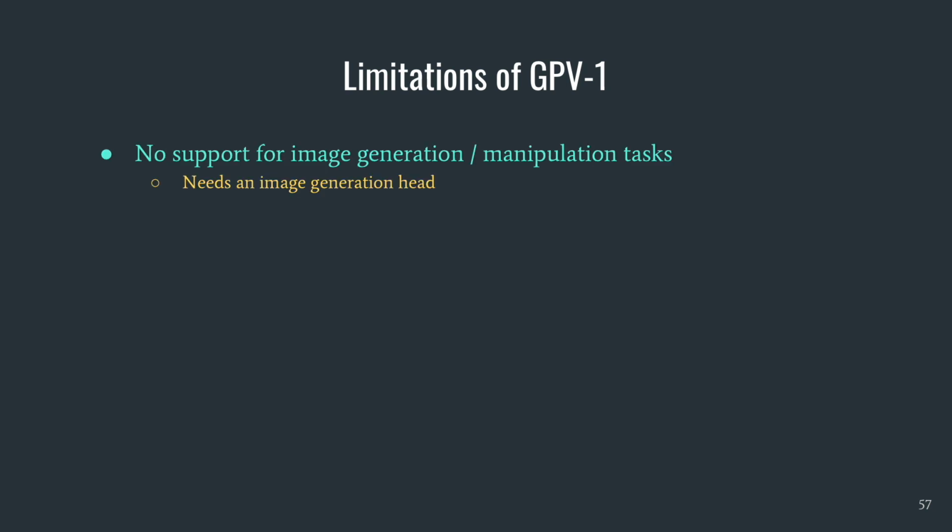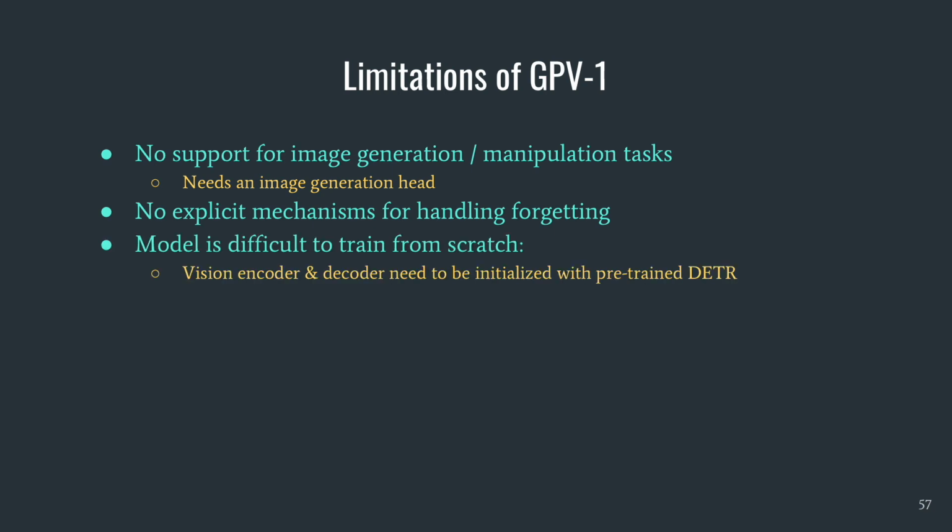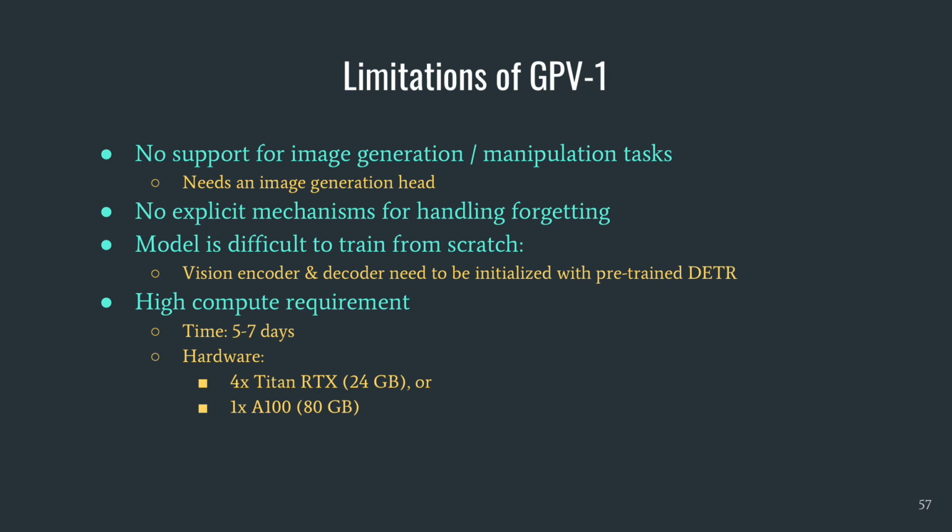Being the first step towards general purpose vision, GPV-1 has several limitations. Due to a lack of image generation head, it does not support image generation or manipulation tasks. There is no explicit mechanism for handling forgetting. The model is difficult to train from scratch and needs to be initialized with pre-trained DETR weights. And the compute requirements, while nowhere near some of the large-scale foundation models, are still quite high.